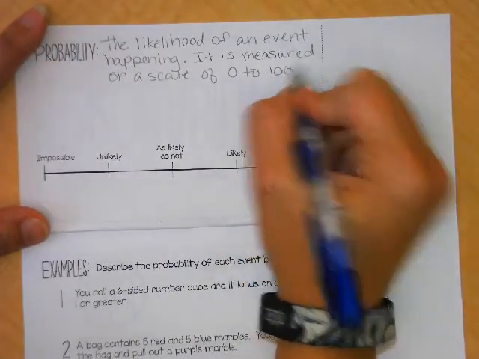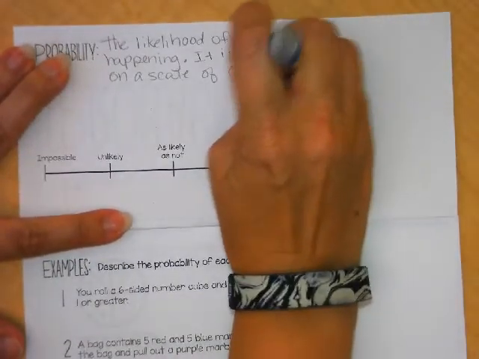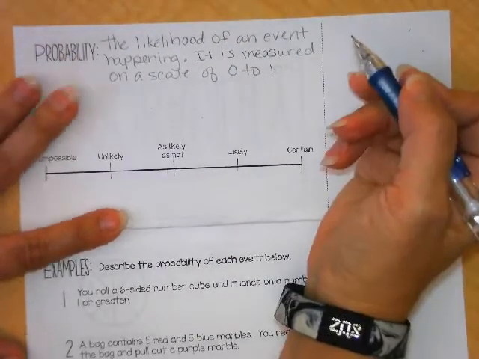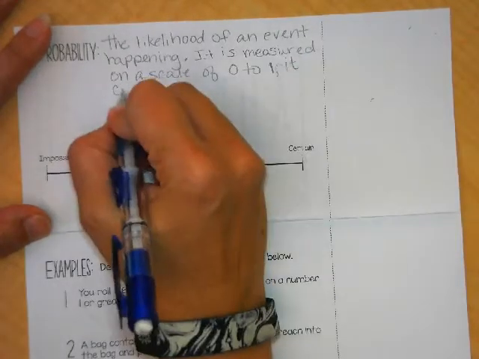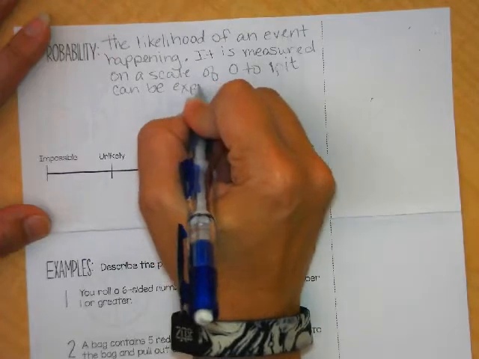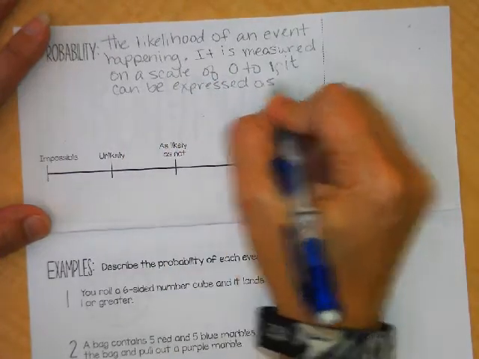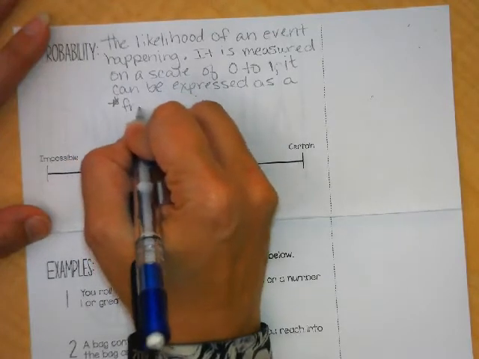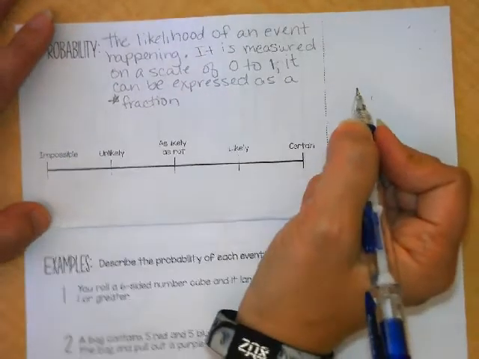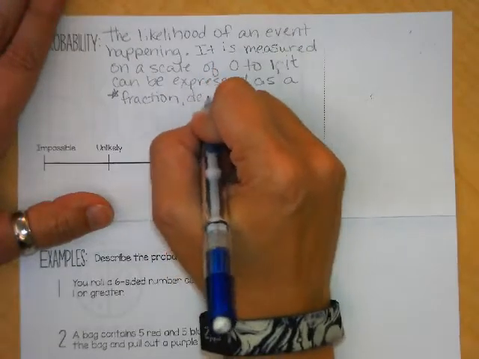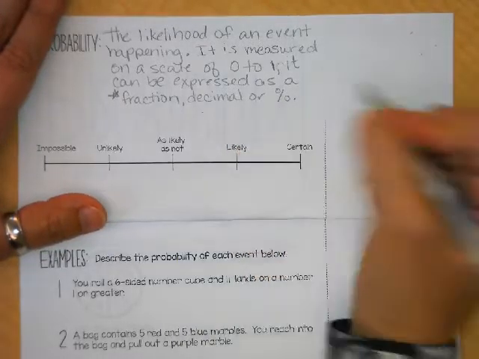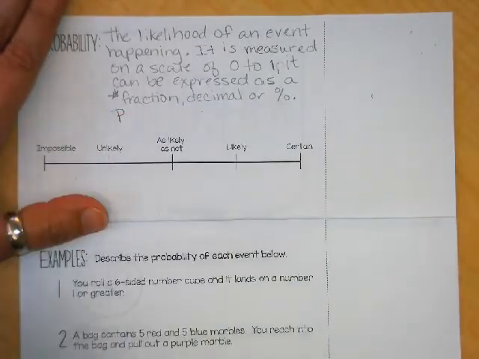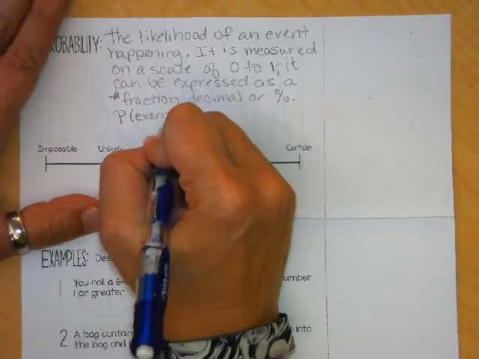I'm thinking percents, which you can express a probability as a percent. We'll talk about that in a minute. From 0 to 1, it can be expressed as a fraction. I'm going to put a star next to that one because fraction is the most common way to express probability, as a fraction, a decimal, or a percent. The way that we notate this, we say P, capital P is for probability, and then parentheses, we put the event that we want to happen.